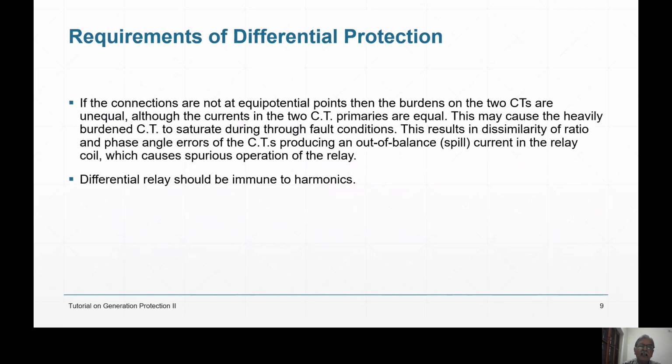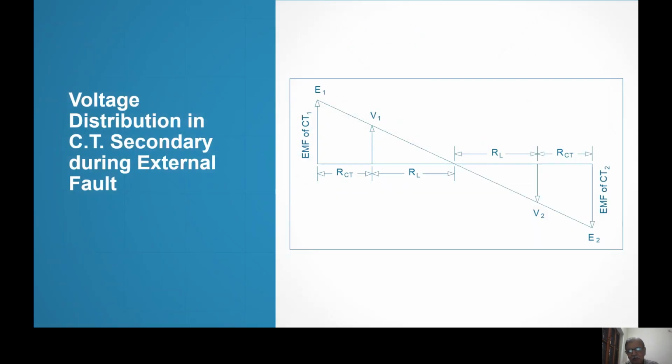Obviously, a differential relay should be immune to harmonics. It means if a lightning stroke or some noise comes with a frequency different from 50 hertz, the relay should be sensitive only to the fundamental. That is the main thing. So if everything is ideal, it is like this.